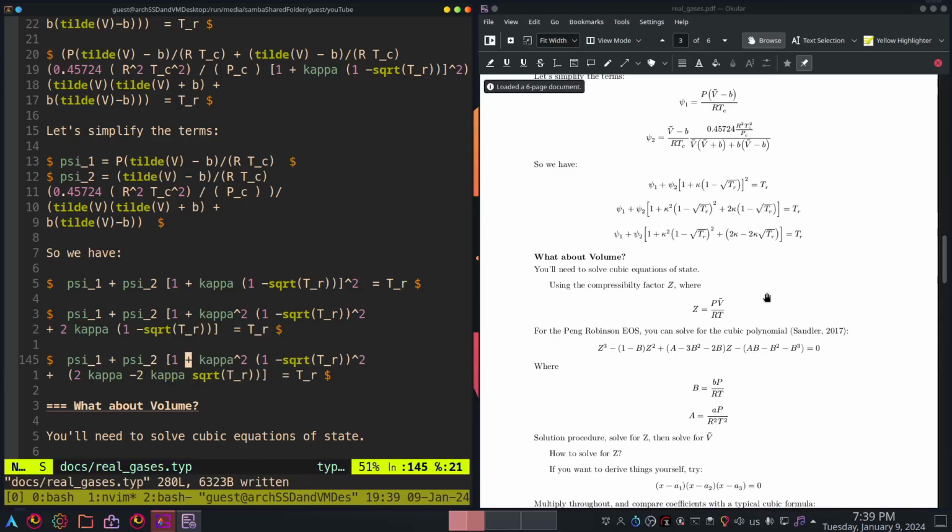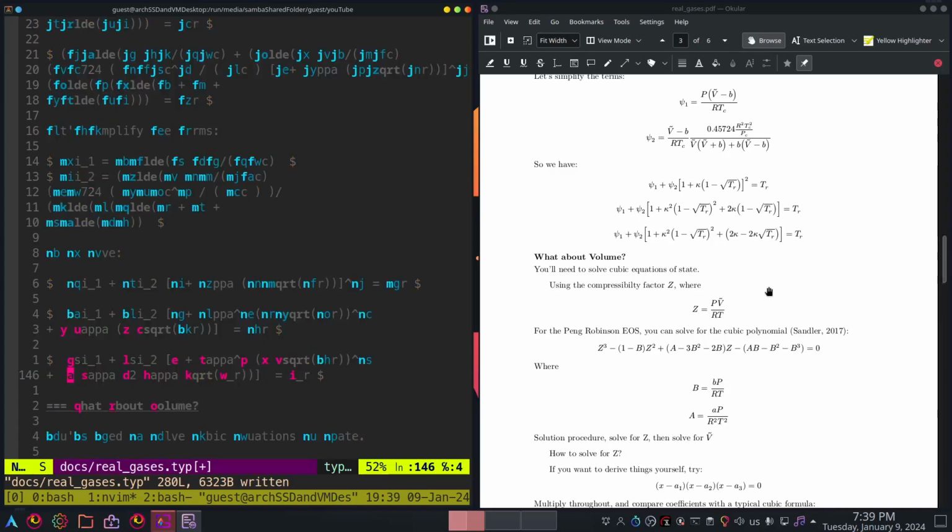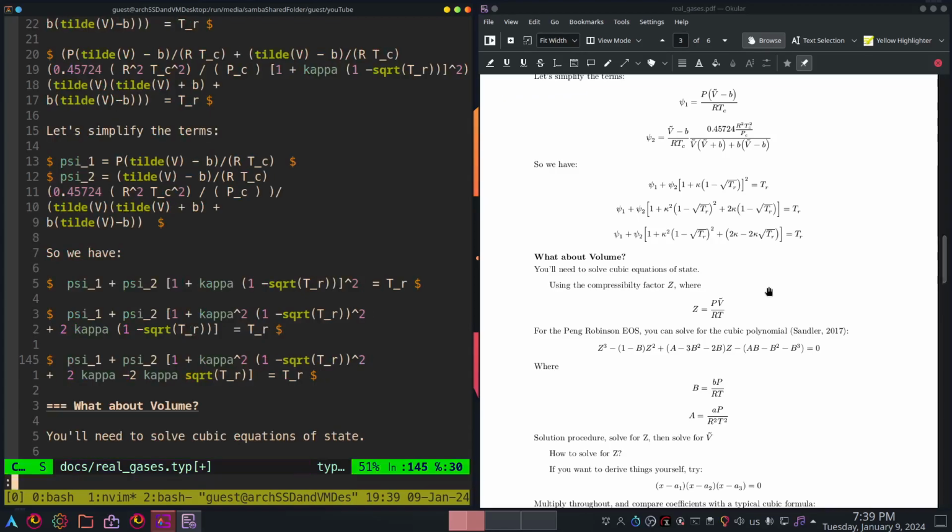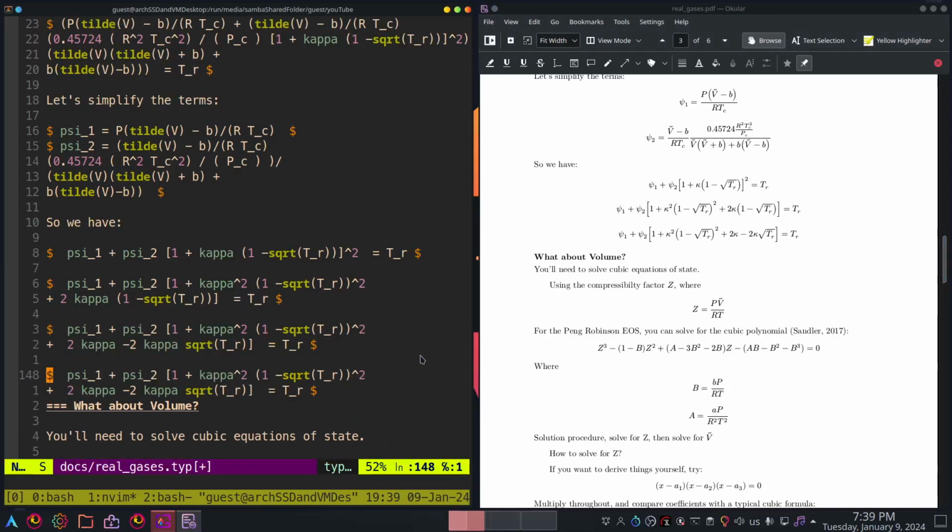Okay, so the 2 kappa goes in here. And let me take out the brackets. All right, so there's a 2 kappa term here. There's a 1 here, and I will need to expand this term out. Bear with me, do be patient.